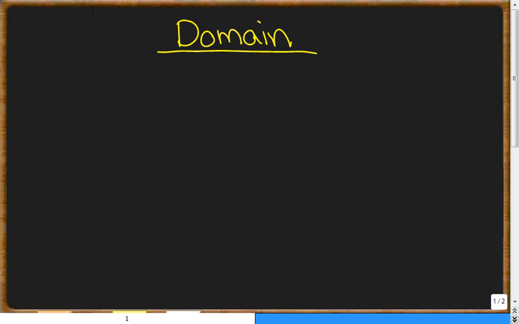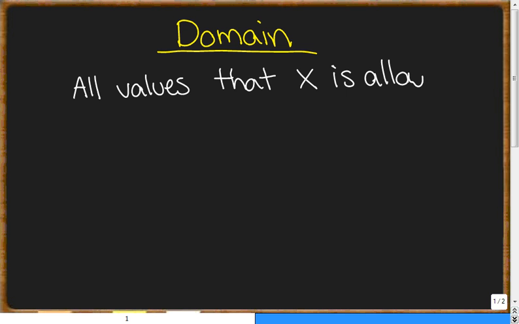Okay, so we're going to talk about the concepts behind domain and zeros for functions. The domain of a function, very basically, is going to be all values that x is allowed to be. Anything that it's allowed to be, based on what your function is.